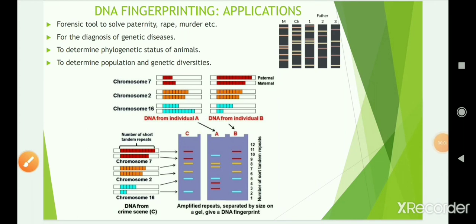Then there are different applications for the DNA fingerprint. It is a forensic tool to solve paternity, rape and murder cases. In that we can use this DNA fingerprinting. Or for the diagnosis of genetic diseases, or to determine the pedigree status of animals, or to determine population and genetic diversities.